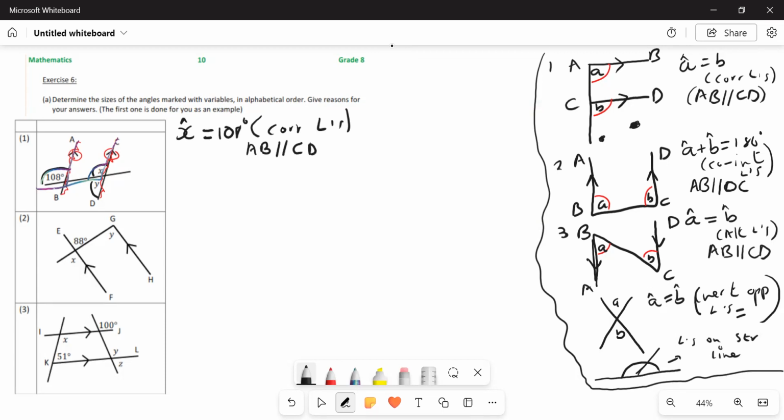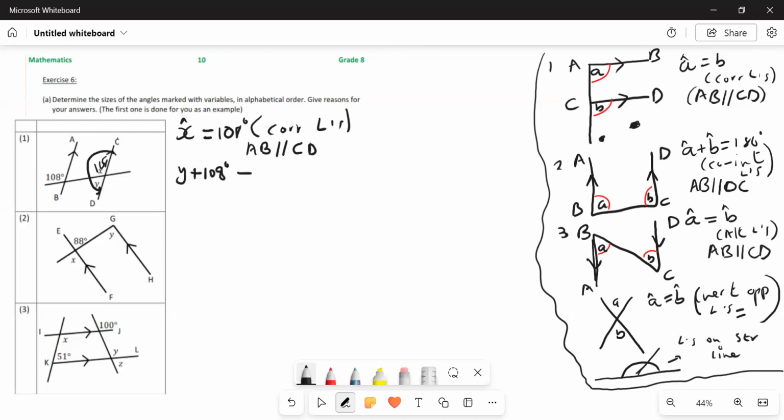Now we need to find Y. Before you find Y, I want to show you something quickly: how to go about breaking down the question so that it can be simpler for you. Remember, we have 108 there. But these are angles on a straight line. So now we can conclude based on that. So we can say Y plus 108 degrees.